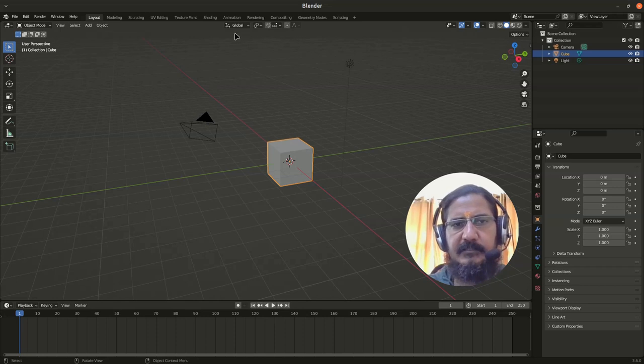Again, a lot of things are here. This is something to do with snapping, how the shape can take place, our axes, and a few other things over here. So this is the 3D view area where we'll be working.